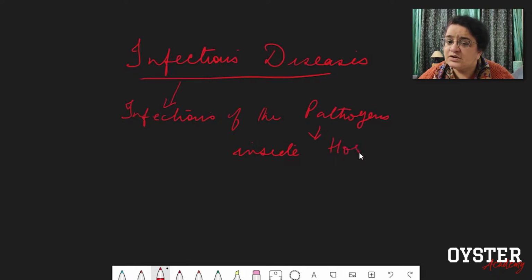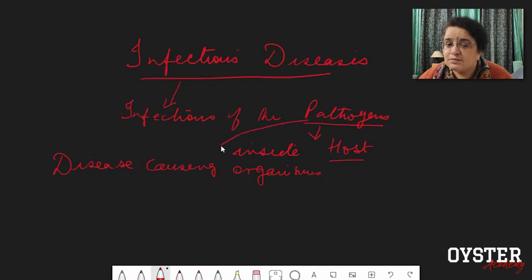And here come the two terms. What is the meaning of pathogen and what is a host? Now, pathogens are nothing but disease causing organisms. These pathogens are generally microbes, microorganisms, and they can be worms also.